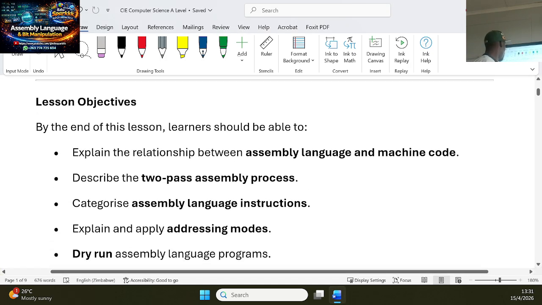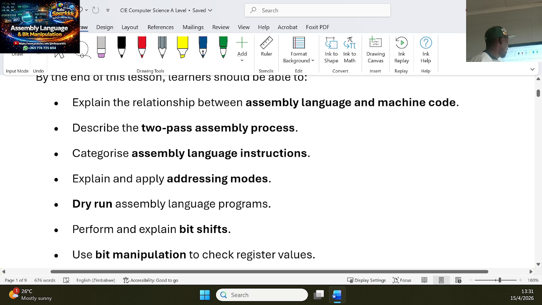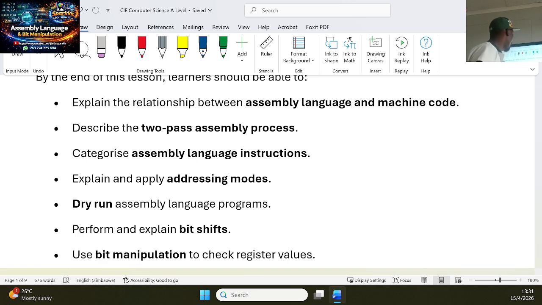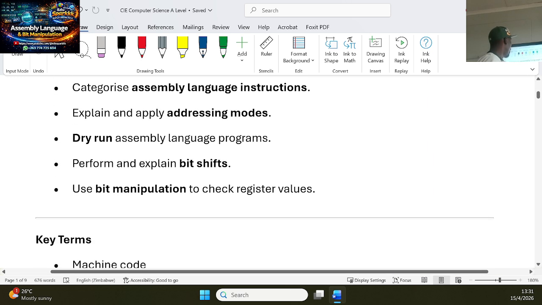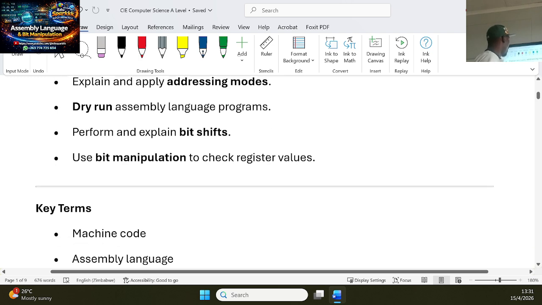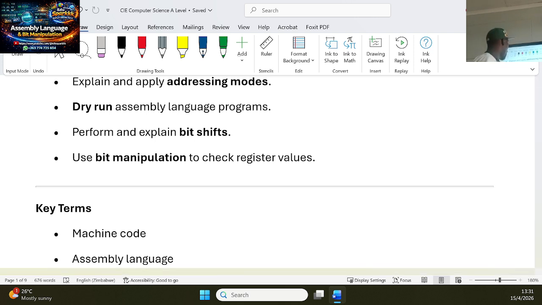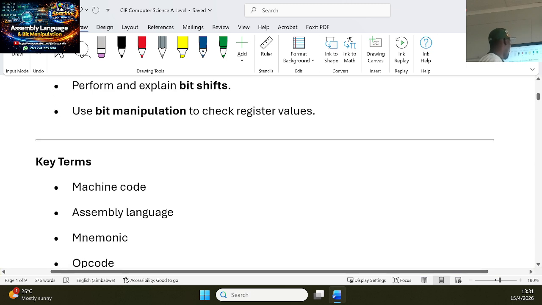So in this series, we are going to be interested in explanations as to what's the relationship between assembly and machine code. We're also going to look at the two-pass assembly process, then assembly language instructions, addressing modes, and dry running assembly language so that we can come up with machine code. Also perform and explain bit shifts. We are going to use bit manipulation to check register values.